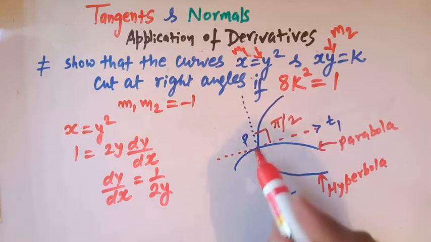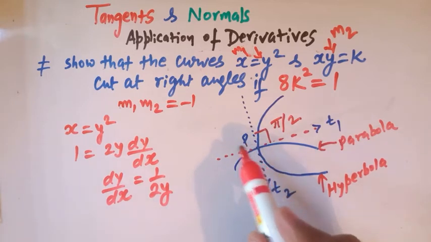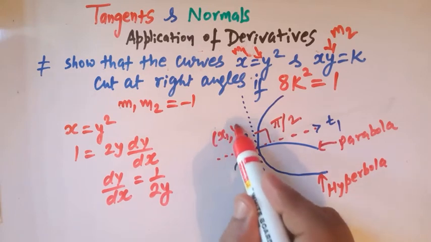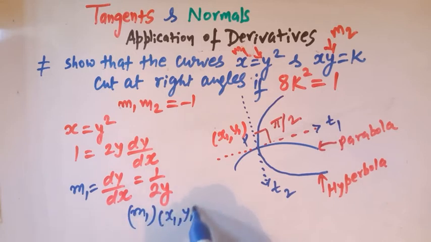Now suppose the coordinates of this point P are, say, x1 comma y1. Clear? So m1 at x1 comma y1 is equal to 1 over 2y1. Clear?